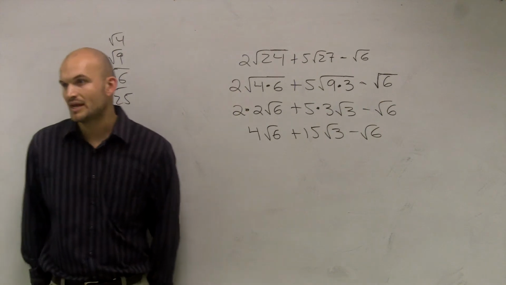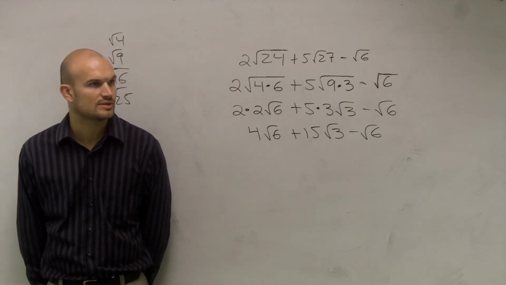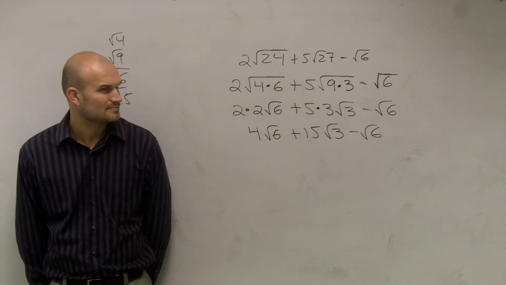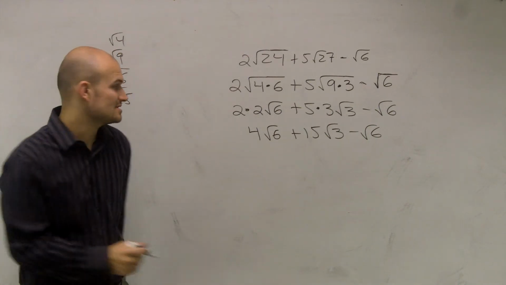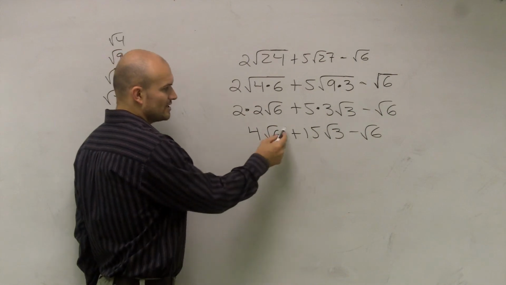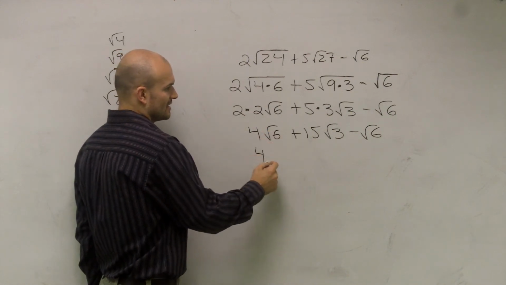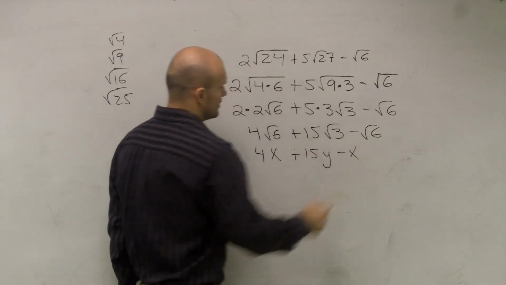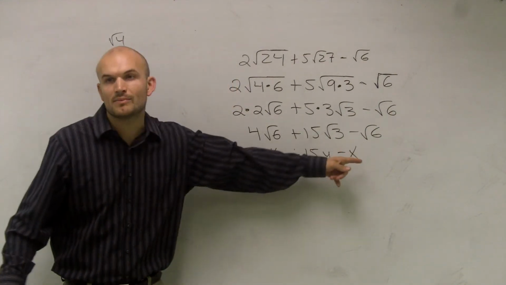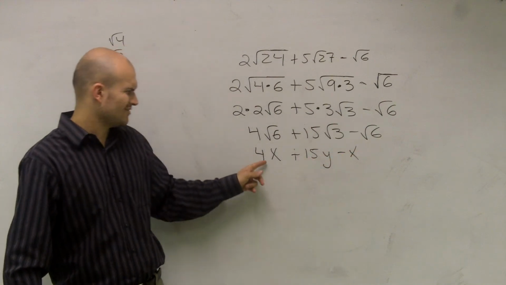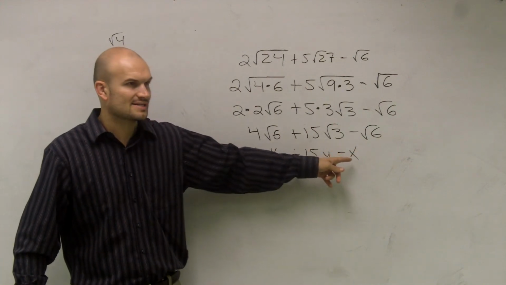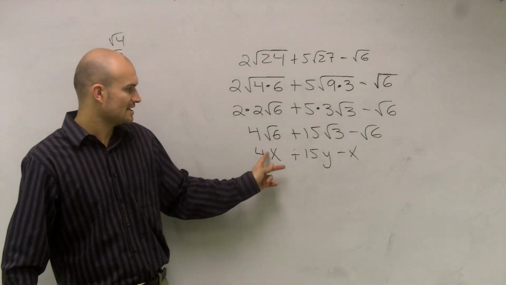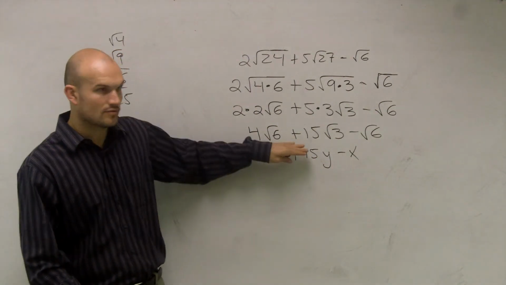Now, does anybody see some like terms here? The radical 6, yeah. And one way, guys, if you're not seeing this, we can think of these as like x's and y's. That's how we're going to use our operations. What if I gave you a problem like this and said, simplify this? We'd say, oh, that's easy. It's 4x minus x, right? Because you can only subtract the 4x from an x. You can't do anything with y. So your final answer here would be 3x plus 15y, right?